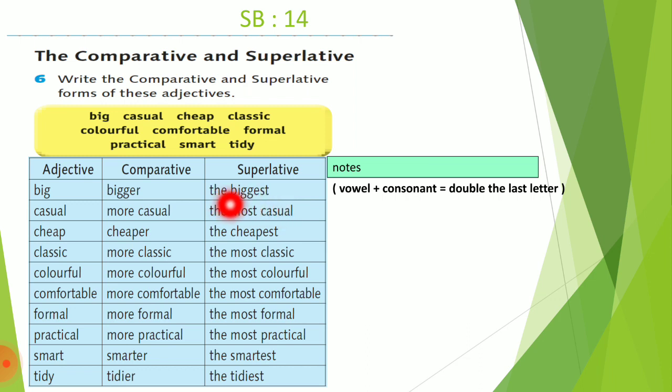Big is a one syllable adjective, so we added ER and EST. So big, bigger than and the biggest. Let's go to casual. Casual also has two syllables. So we'll say more casual and the most casual.